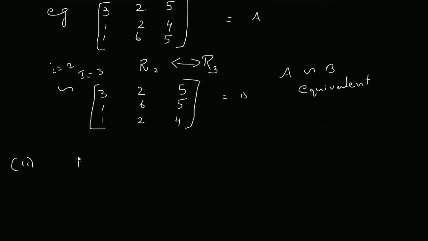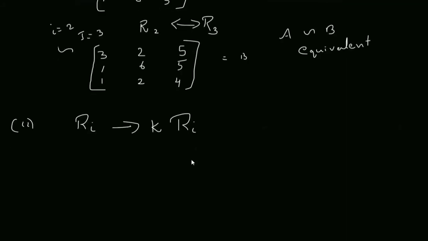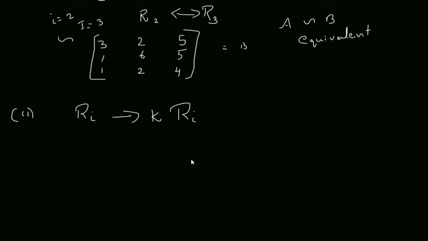So let us take another example. So Ri becomes k times Ri. Multiply the same row by a constant k. Okay. So let us see how. I am going to take i as 3. That means I am taking the third row. R3 becomes k times R3.